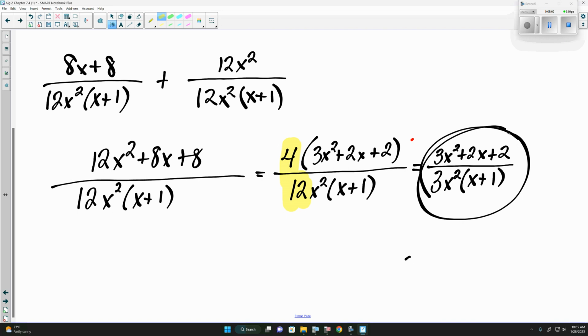The 3x squared and 3x squared, it's very tempting to want to simplify that down or cancel those out. But the 3x squared plus 2x plus 2 is one whole term. We can't just break those two apart. Questions on this here? All right, let's look at another one.